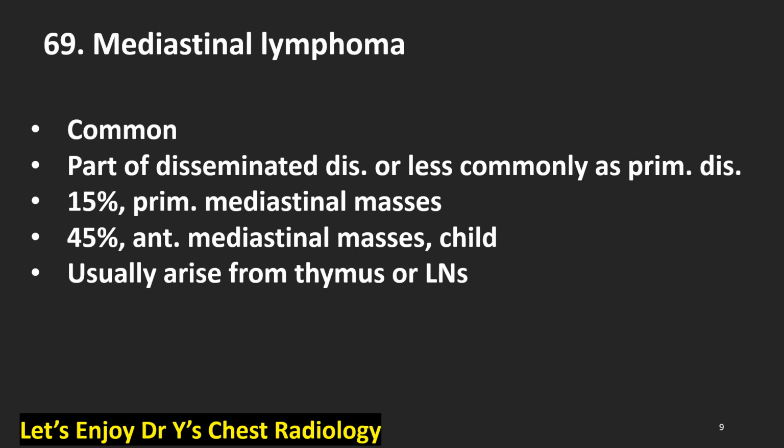Mediastinal thoracic lymphomas are common. They are part of disseminated disease or, less commonly, primary disease. Among primary mediastinal masses, 15% are lymphoma. Among children, of anterior mediastinal masses, 45% are lymphoma. They usually arise from thymus or lymph nodes.